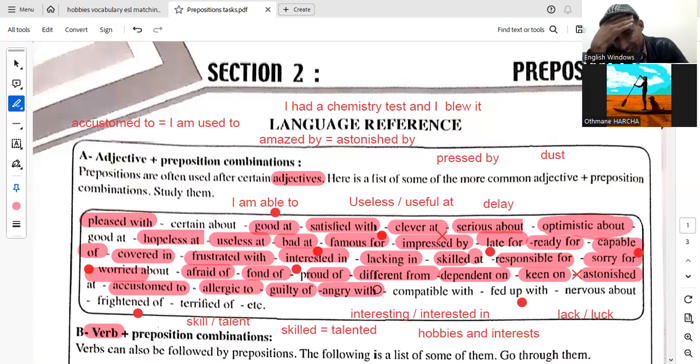Angry with. It's very easy. Dissatisfaction about something. Yeah, I'm not satisfied with. I'm angry with. Okay. I'm angry. Example. I am angry with the way the waiter treated me in this restaurant.